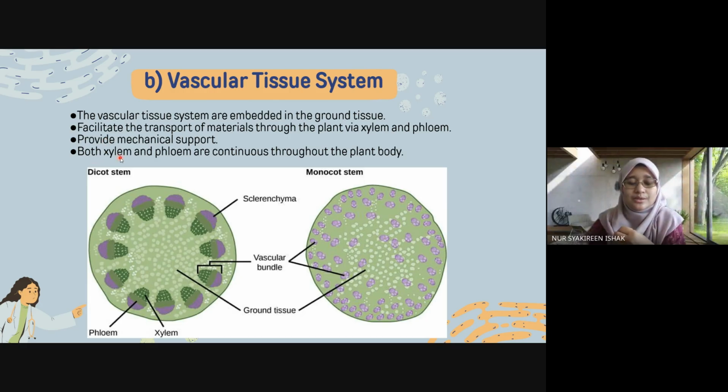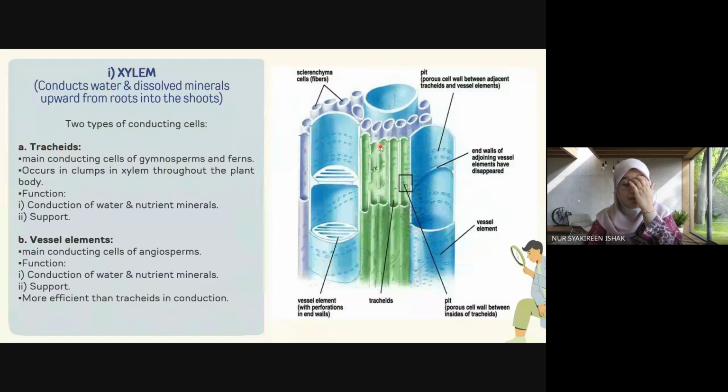Both xylem and phloem are continuous throughout the plant body. It means that this vascular tissue is continuous from the roots to the stem to the leaf of that plant. So let's look at the first type of vascular tissue, the xylem. The function of the xylem is to conduct water and dissolved minerals upward from roots to shoots, to the leaf of that plant.